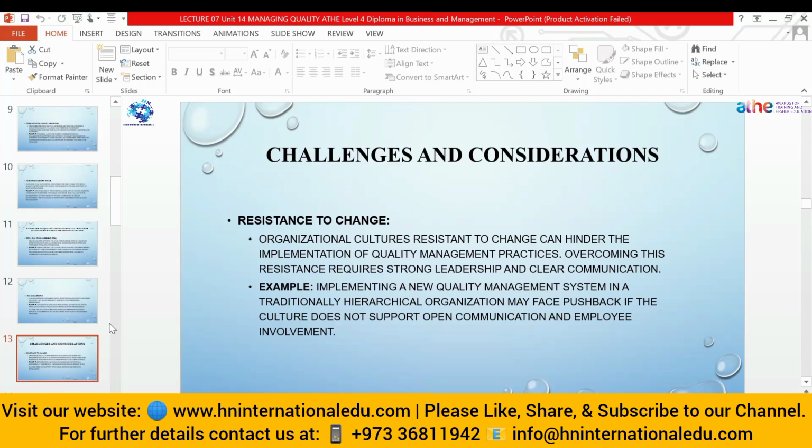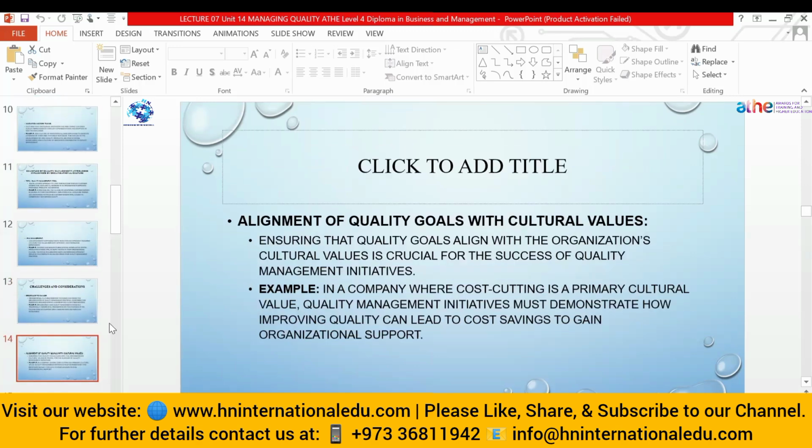For example, implementing a new quality management system in a traditional hierarchical organization may face pushback if the culture does not support open communication and employee involvement. I was talking about this in the upper slides. That is, two-way communication, open communication is necessary. In those organizations where there is only one-way communication, where we only need to follow the command and order, there is an ambiguity that we cannot change, we cannot prosper, we cannot grow, because there is no room for discussion.